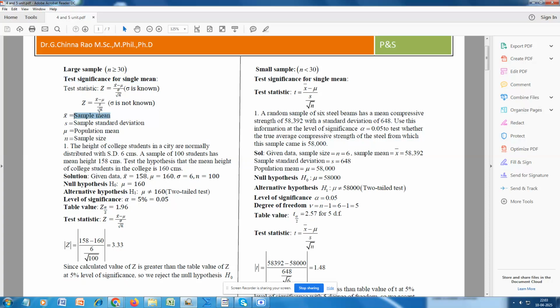That is, sample mean is denoted by x bar, sample standard deviation is denoted by s, population mean is denoted by mu, and sample size is denoted by n.